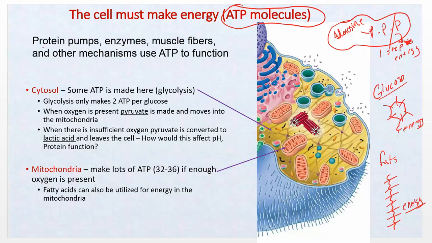So we use it to power protein pumps, enzymes, things that need energy, like a muscle contraction. You need energy for that, and rather than going through 20 or 30 steps to get the energy from glucose or fats, we use a lot of ATP molecules. One step and it's done. Okay, so there are two places that energy is made, or ATP is made. The first one is in the cytosol, and that is anaerobic. This is going to be very, very important.